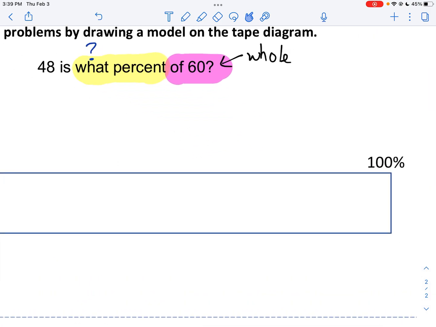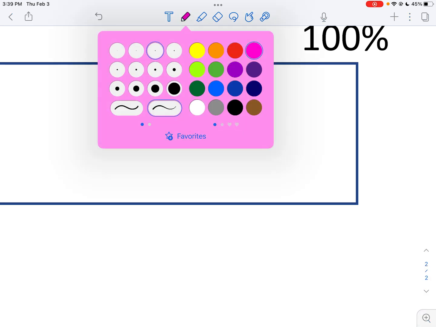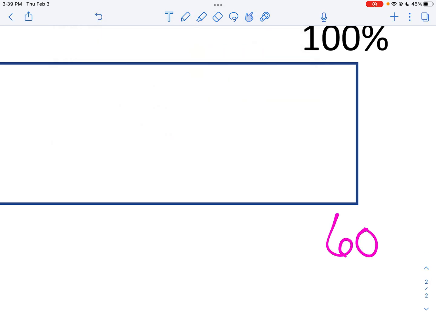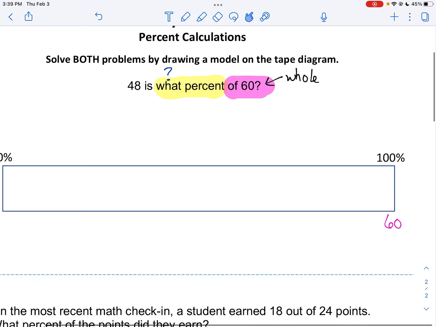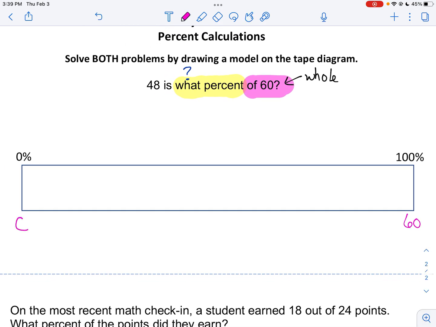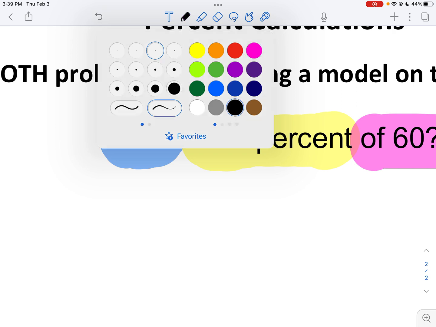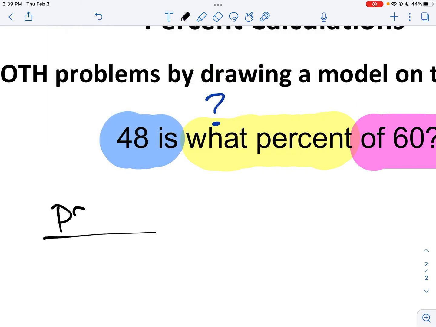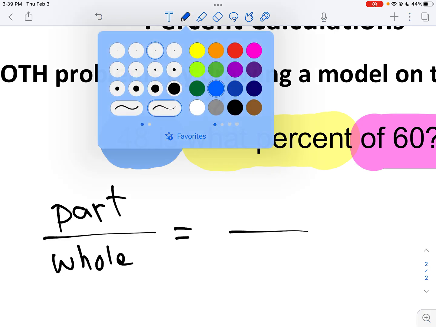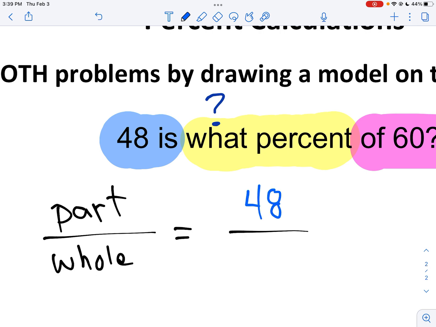And if that's true, then 60 goes on the bottom right. It's really, really important that you are making that connection. We also know that 0 goes on the bottom left. So there's one more thing we need to do. We need to look at that 48. And if we keep reading after the 48, we see is. When you make fractions, it is always part on top of the whole. So take a look at what we have now. We have 48 on top of 60.